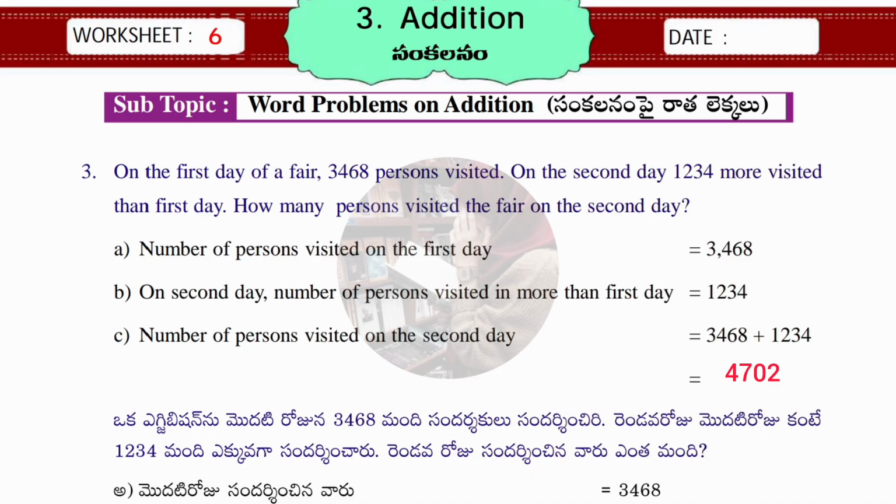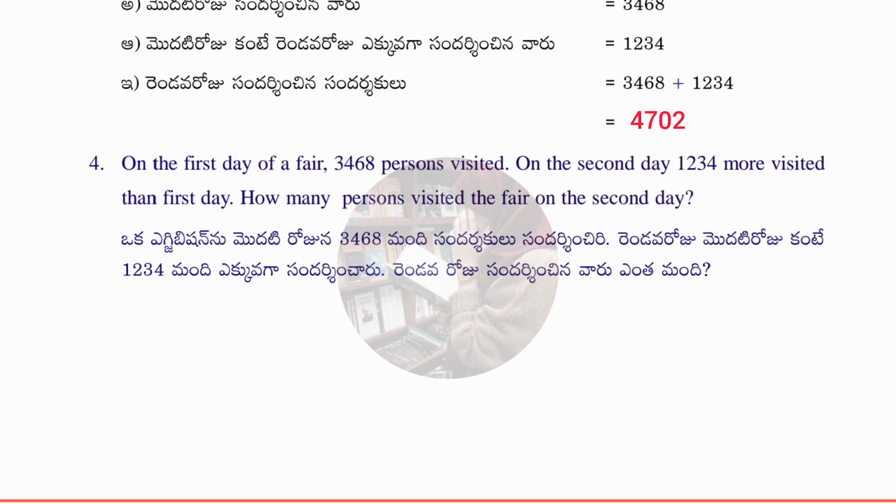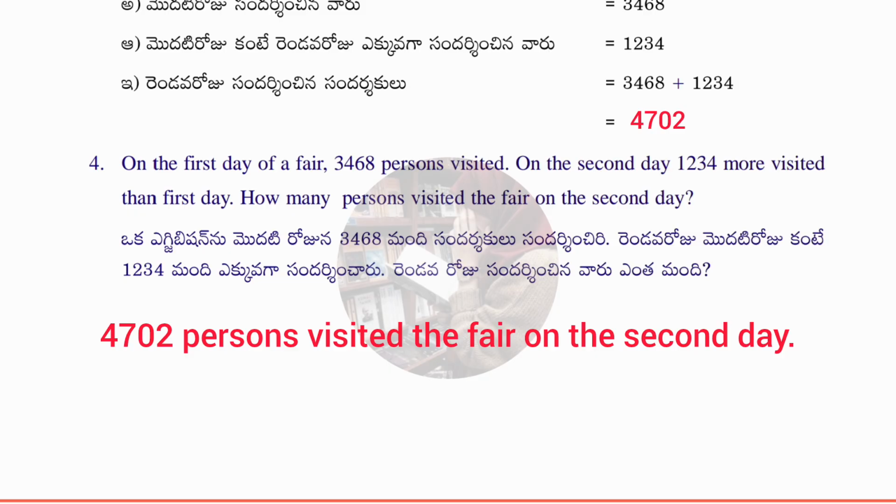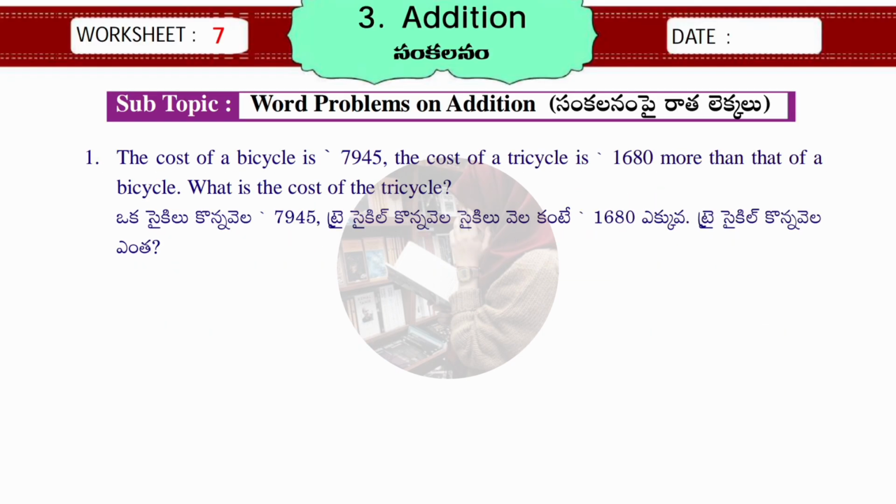Now we'll move to the fourth question of this same question. Same question is given, I don't want to read it again. So here write it down. The answer to how many persons visited the fair on the second day, that answer you have to give here. So write it down: 4702 persons visited the fair on the second day. Understood, guys? Okay, now we'll move to the next worksheet, that is worksheet number 7.